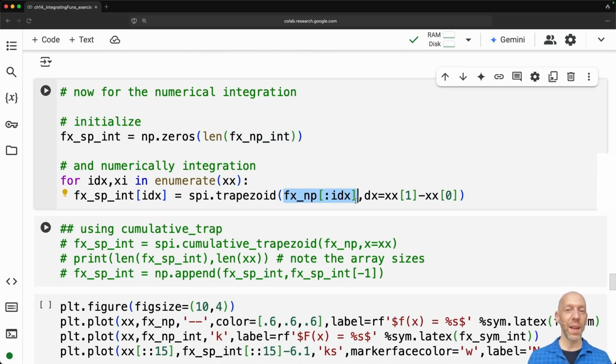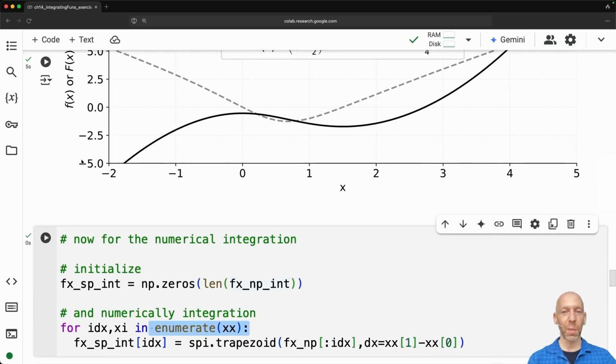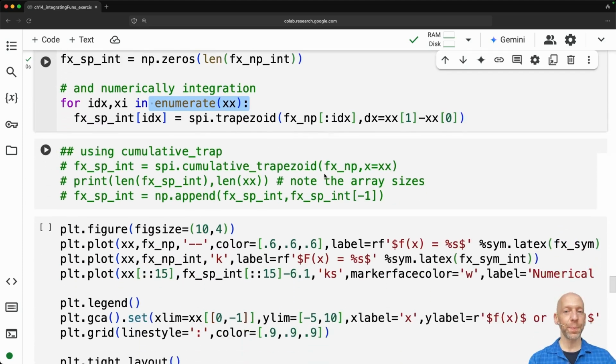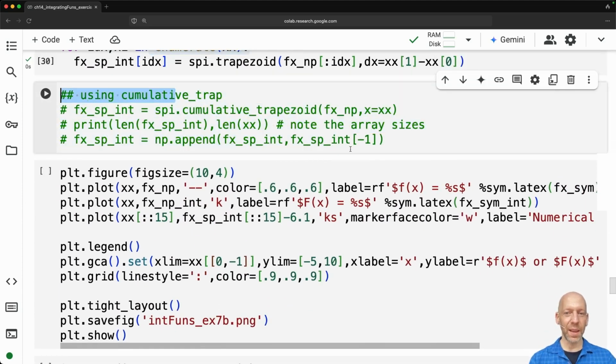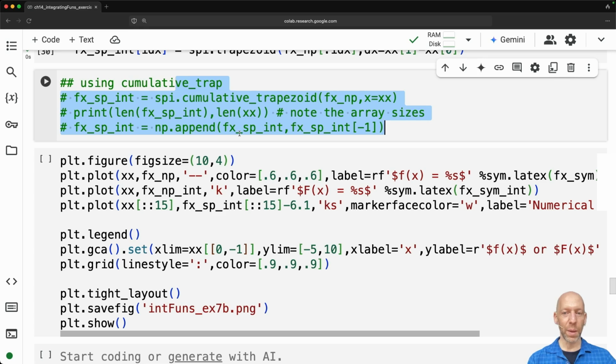And that is what allows us to numerically approximate an indefinite integral using a method that is designed for definite integrals. Okay, and this is in a for loop over all of the values of x that I chose to define up here, so -2 up to +5. This is for the next part of the exercise. I'll get back to that in a moment.